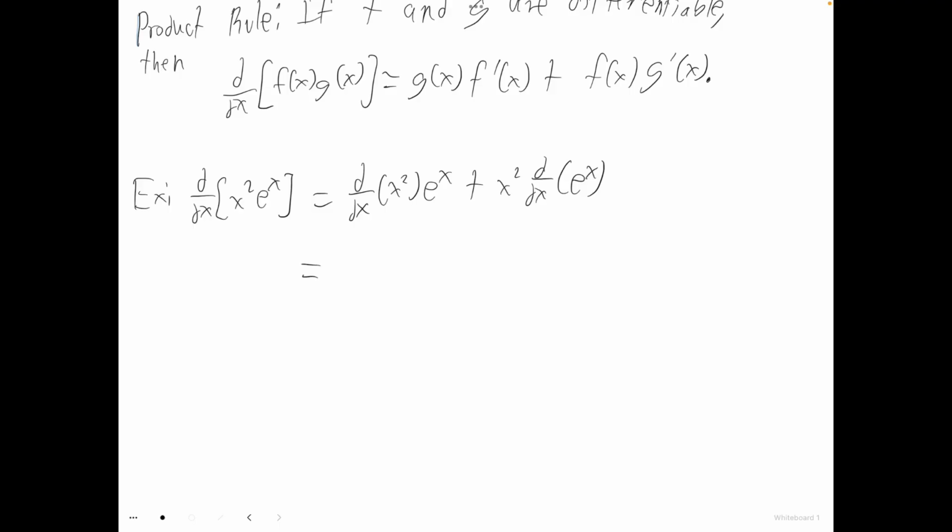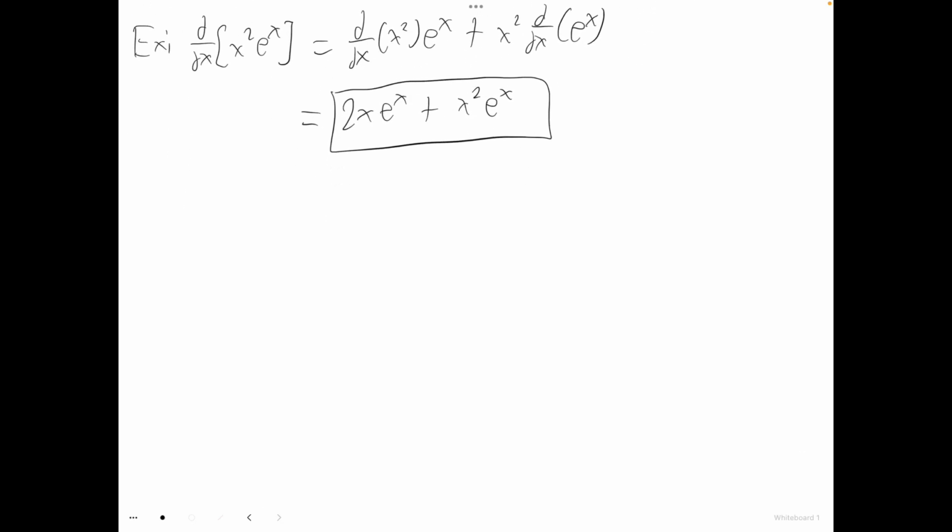Now we know the derivative of x squared by the power rule is 2x, so we get 2x e to the x plus x squared, and the derivative of e to the x is e to the x. And so that then is our derivative of x squared times e to the x. And so we just take the derivative of the first function times the second, plus the first times the derivative of the second.